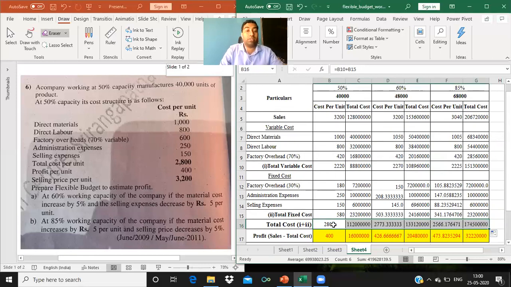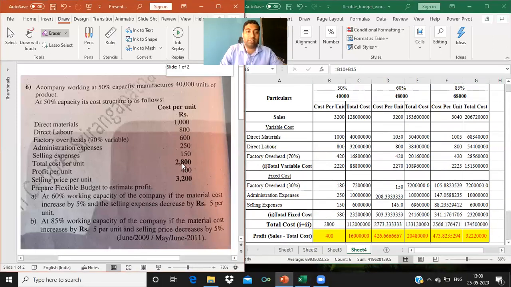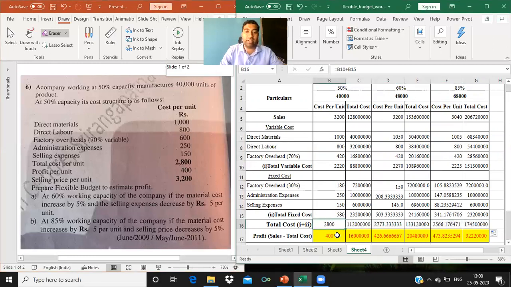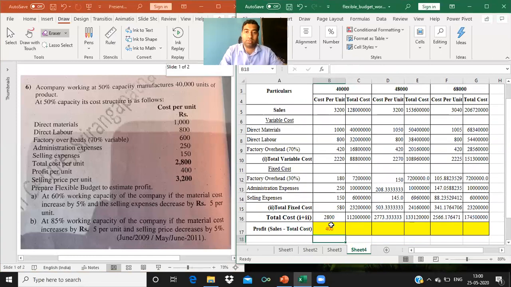We got the values, so you can cross verify the answer. Total cost per unit in the problem is given as 2,800. Here also we have got 2,800. Next, how profit is calculated is sales minus total cost. So it is given as 400 rupees. Even here also you can cross verify 400 rupees, and profit per unit is also given as 400 rupees.